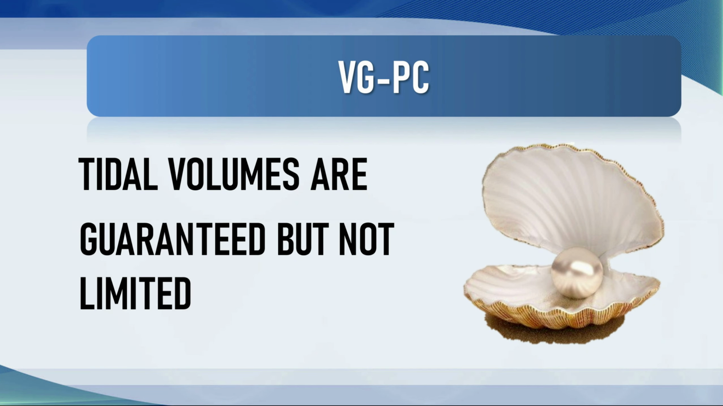Tidal volumes are relatively guaranteed but not limited. Just because you dialed up 450 mils as your desired tidal volume does not mean that the patient will receive exactly that volume. Sometimes it will be 430 mils, sometimes it will be 470 mils. And importantly, if the lung compliance is very poor or you've set the maximum airway pressure low, then the breath will encounter the pressure limit and the tidal volume will fall. It is nonetheless an excellent mode of ventilation and very easy to get the hang of.